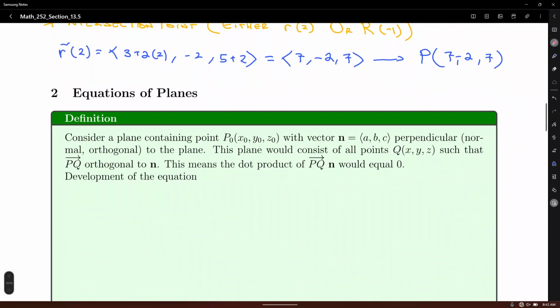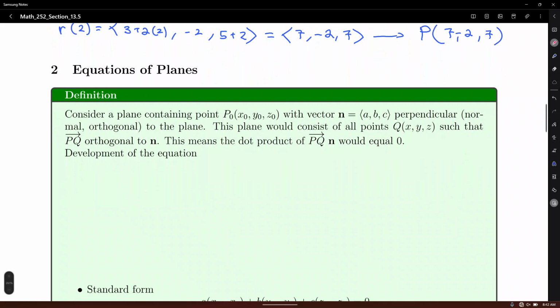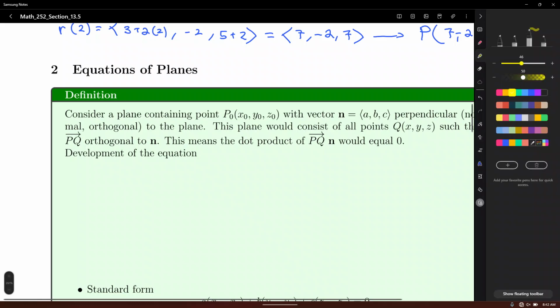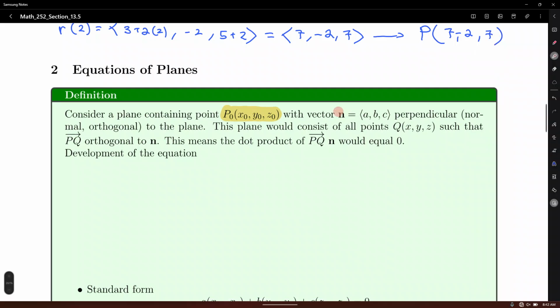All right, equations of planes. Now let's get into something different. Now that we defined lines, let's define equations of planes. So we're going to consider a plane containing a point, x naught, y naught, and z naught. Okay, let me highlight that. What else? It contains a vector that we're going to label n, that is perpendicular or normal to the plane.